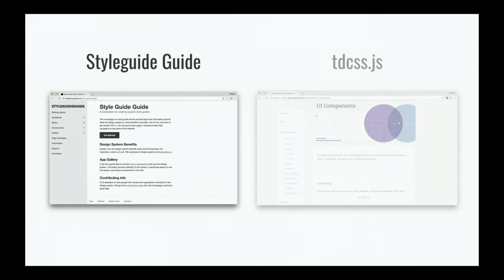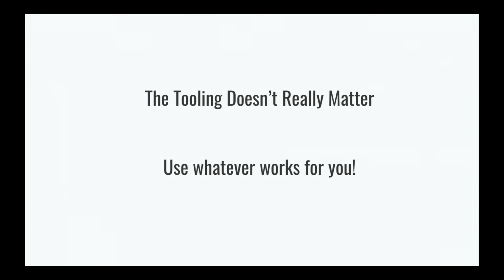If you have sort of a vanilla HTML, JavaScript, CSS type of app, you could use Brad Frost's Style Guide and just replace the templates with your own components. You could also use tdcss.js. I'm a core contributor to that, and that's actually the legacy design system that Tricia and I built a couple years back. The tooling really doesn't matter. Use whatever works for you.